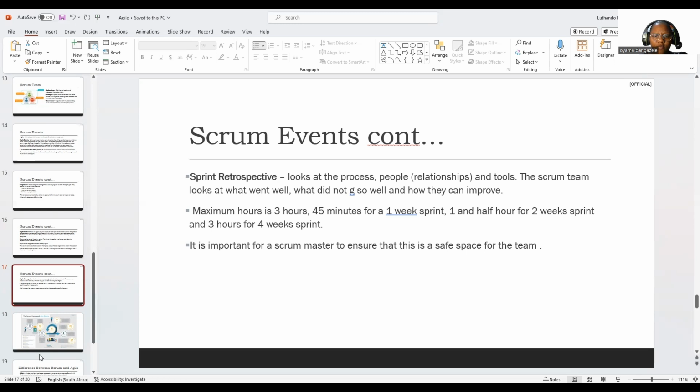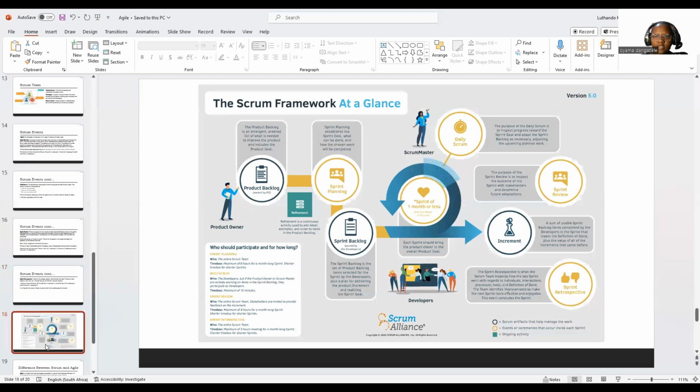The maximum of this is 3 hours: 45 minutes for a 1-week sprint, 1.5 hours for a 2-week sprint, 3 hours for a 4-week sprint, right? Like I said, it is very important that as Scrum Masters, we ensure that we create a safe space for the team members. So this is just a picture that I took from Scrum Alliance.